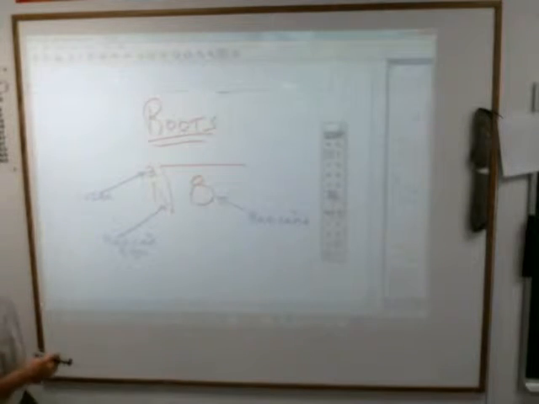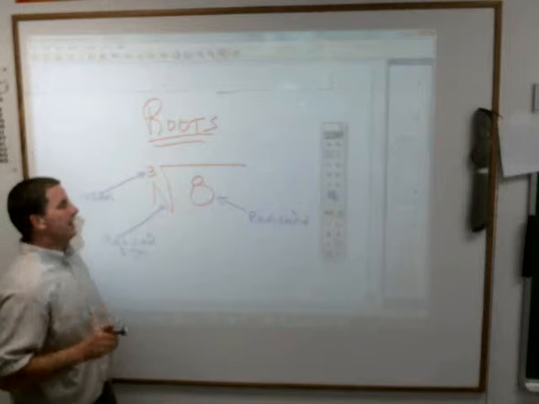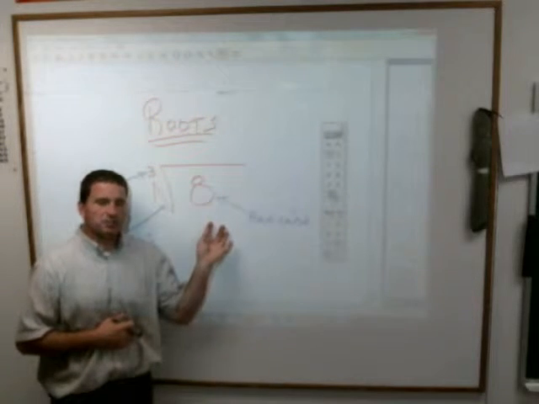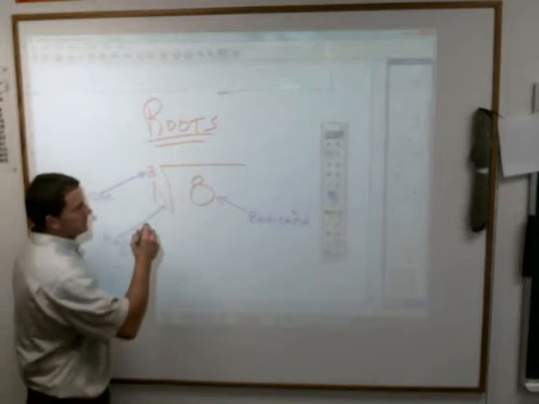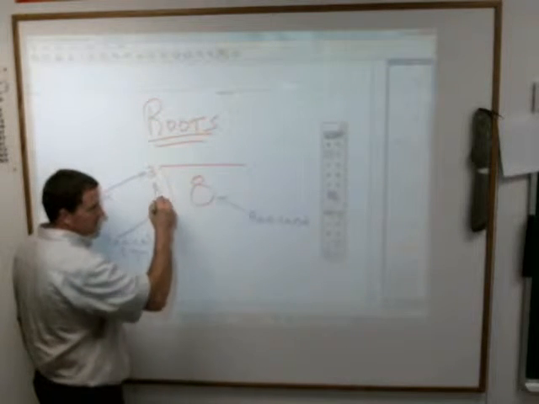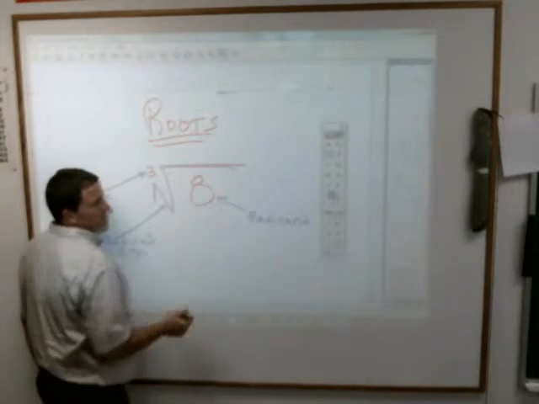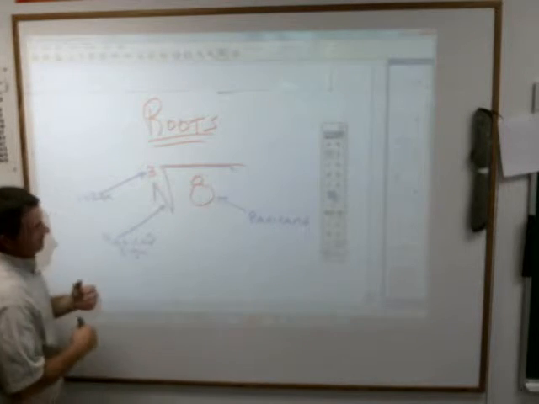Okay? And the gist of this, and again, everybody looks at this and they think it's a division problem. It has nothing to do with division. Notice this little squiggly thing here. This is not a division box. Okay? It's a root box.